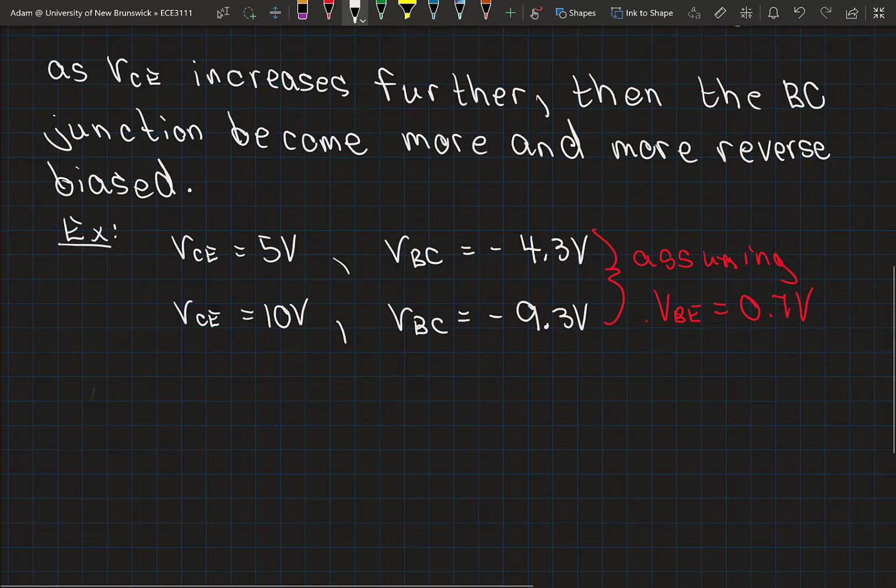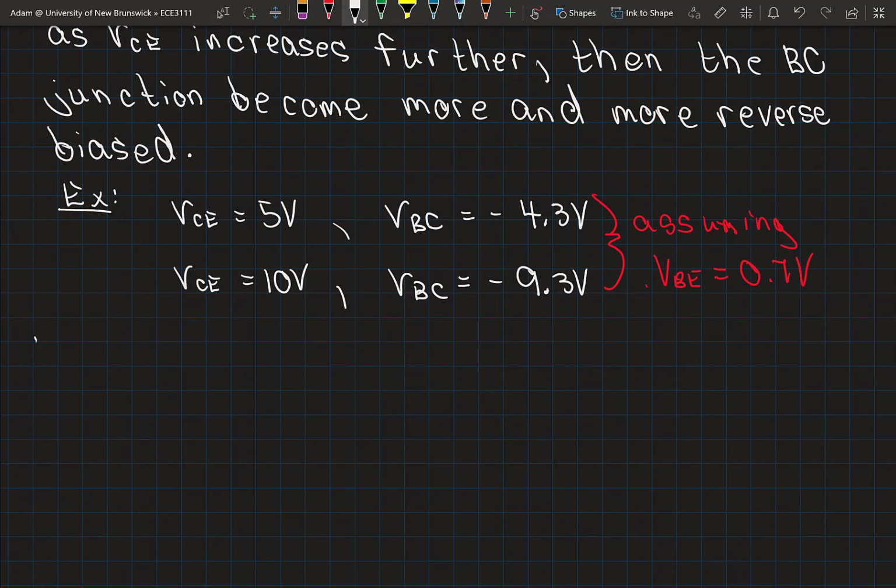Let's dig into the physics of the junctions.